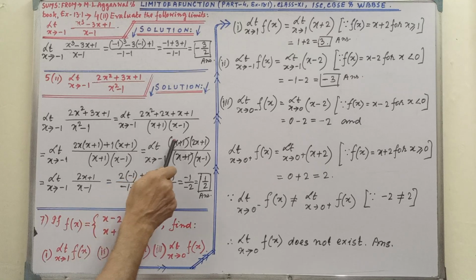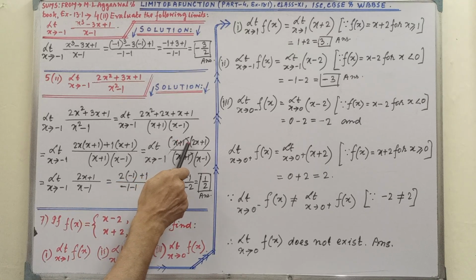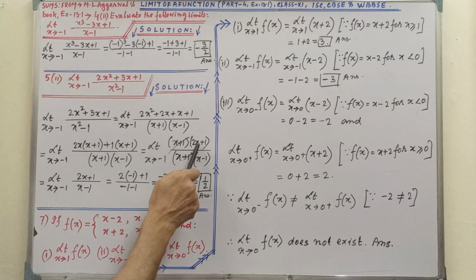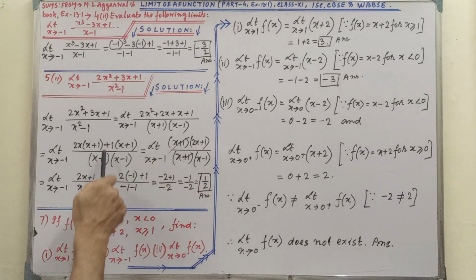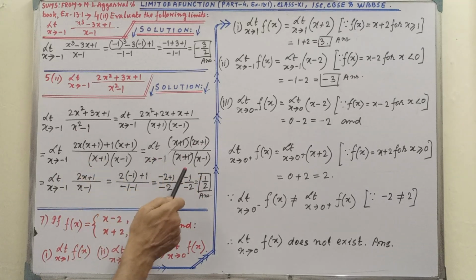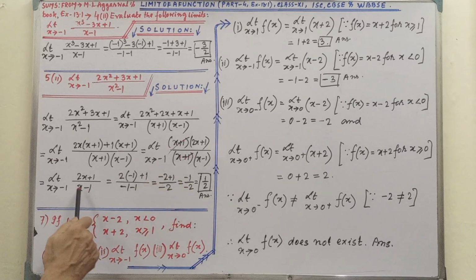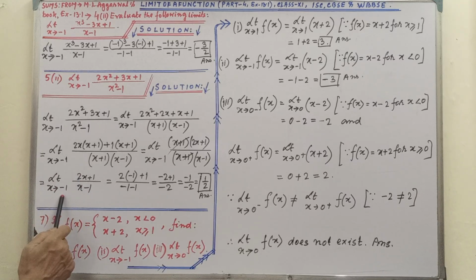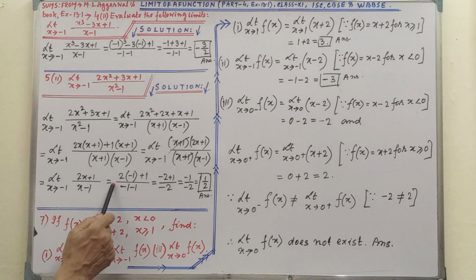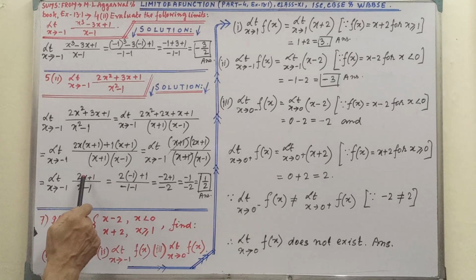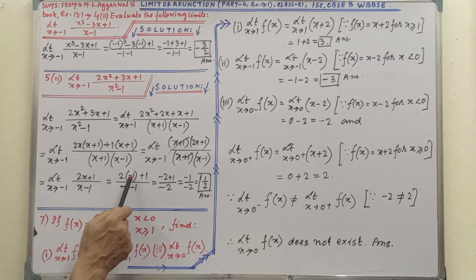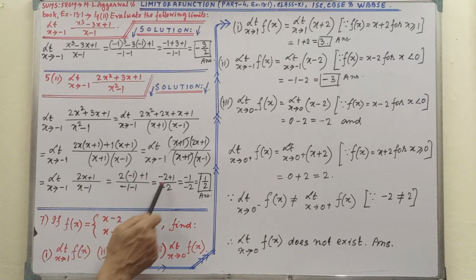So after simplification, x plus 1 into 2x plus 1 divided by, this is a square minus b square, a plus b into a minus b. X plus 1 will be cancelled. Finally it is coming 2x plus 1 divided by x minus 1. Now we have to put the value of limit. This is why here we are not writing limit. Here in place of x we are putting -1, -1 plus 1, -1 plus 1. By simplification we are getting half.